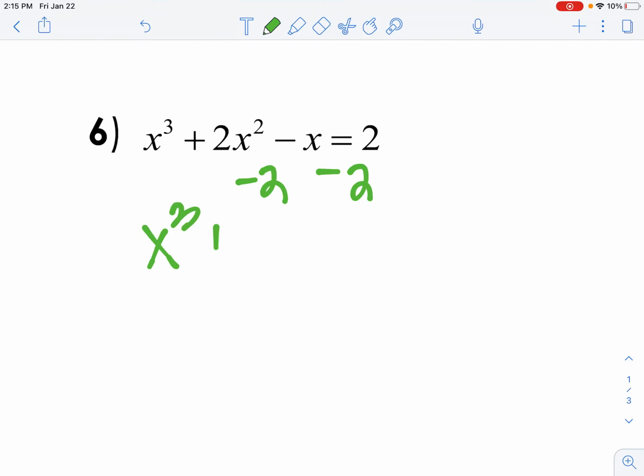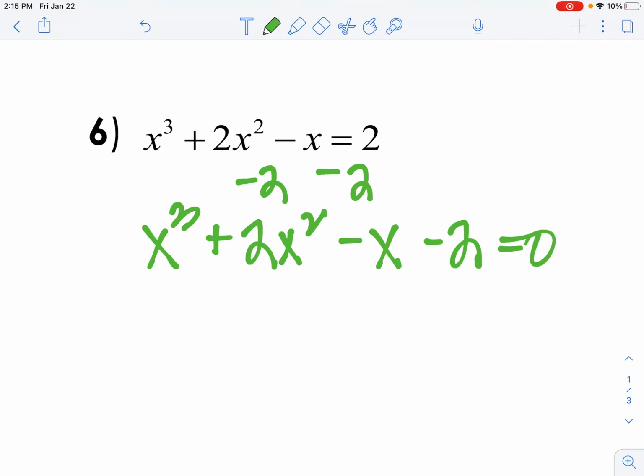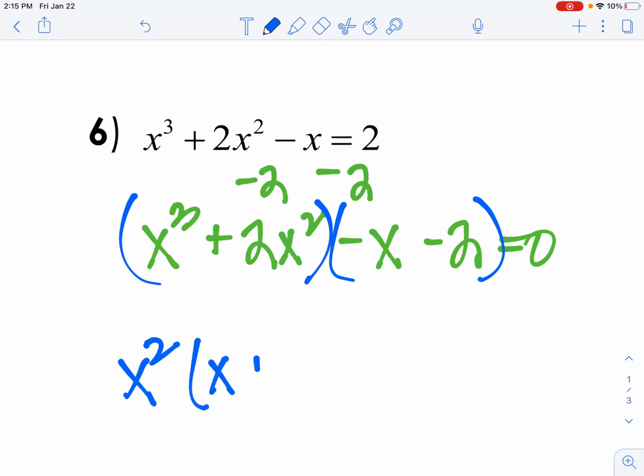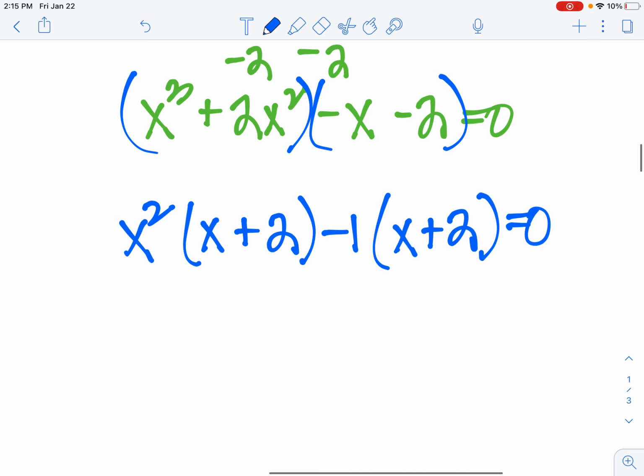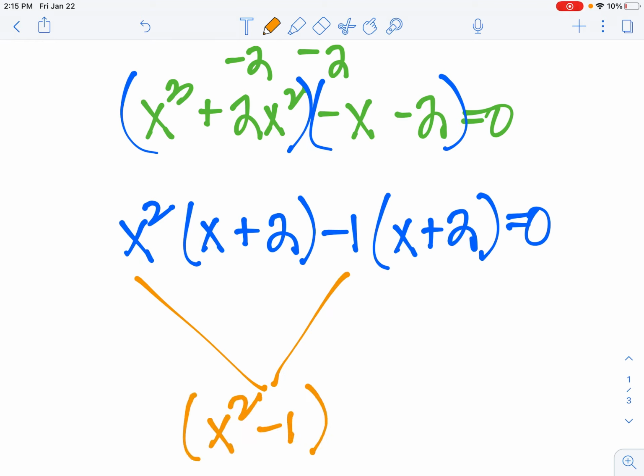And then finally over here, we subtract that 2. So x cubed plus 2x squared minus x minus 2 is 0. Now this is a factor by grouping. So I'm going to group my first two and my last two. With those first two, I can pull out an x squared, and I'm left with x plus 2. The last one, I pull out a negative 1, and I'm left with x plus 2. So then I pull together my GCFs, x squared minus 1. Then I have my x plus 2. That comes down.